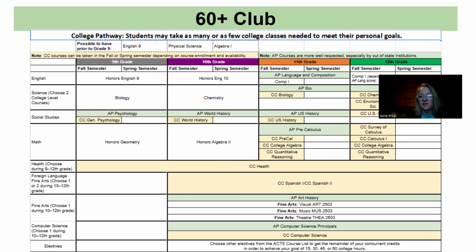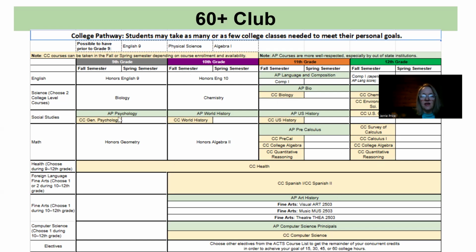This current year, we have 2 students taking concurrent credit survey of calculus, or actually, I think they're taking Calculus 1, so not survey, but Calculus 1. Lots of students take concurrent credit college algebra or quantitative reasoning, and any of those classes will fulfill the 4th math requirement that goes above Algebra 2. Every student has to take Algebra 1, Geometry, and Algebra 2, and then they have to choose a 4th math, or that 4th math could actually be the computer science class of their choice.